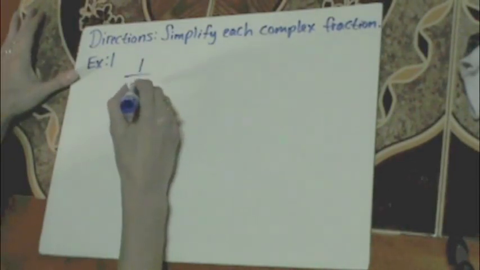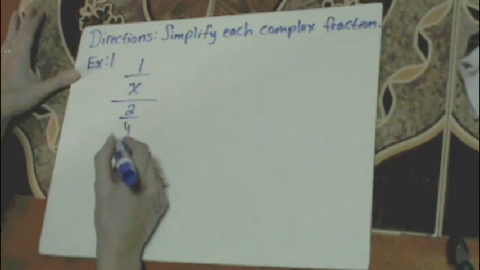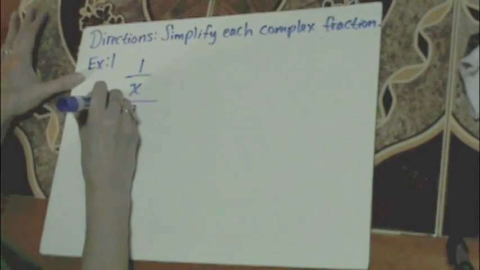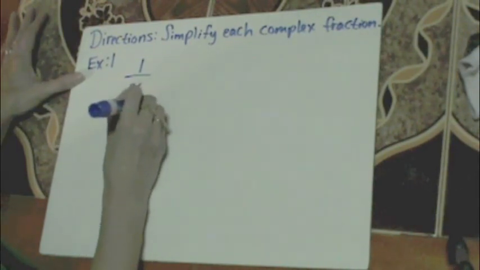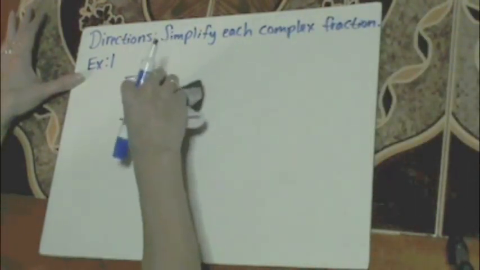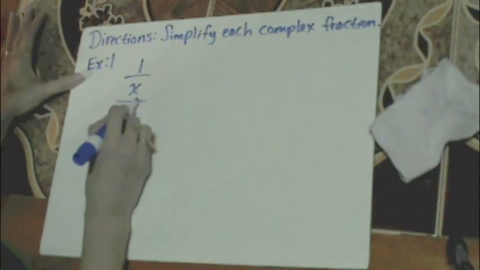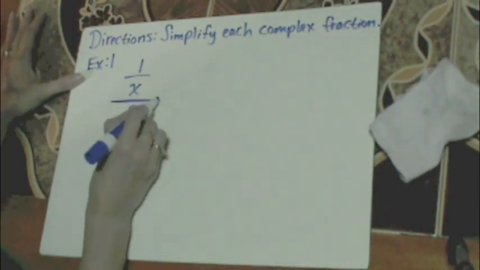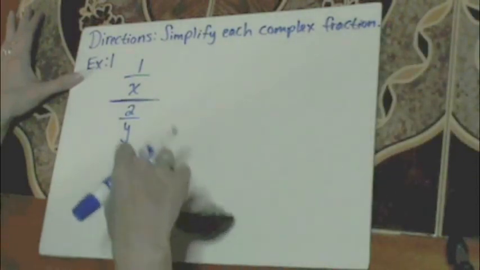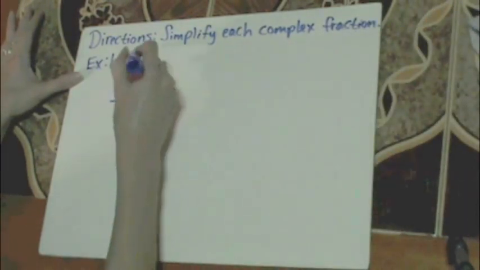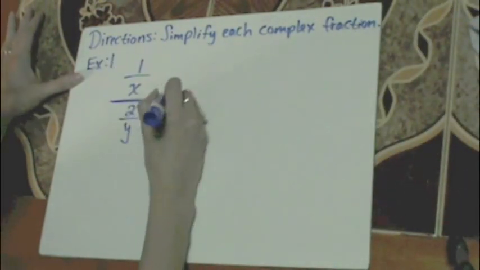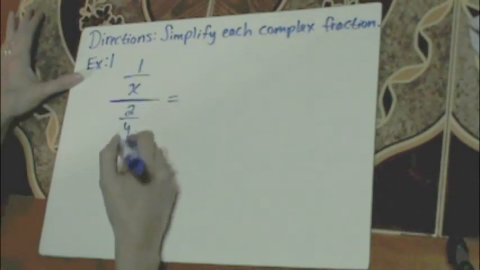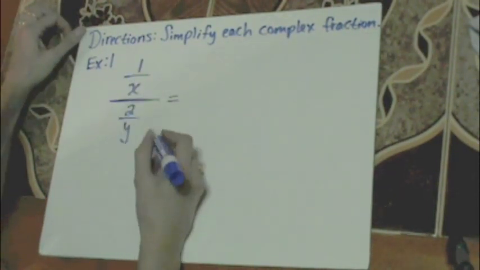So you got 1 divided by x divided by 2 divided by y. So this right here is your division bar for the complex fraction. So you've got this fraction divided by this fraction. So the way we divide by fractions is we multiply by the reciprocal.